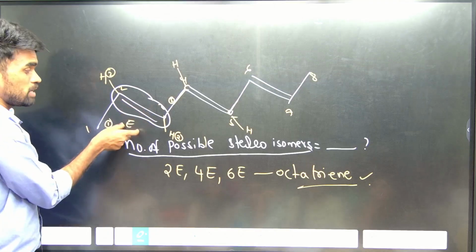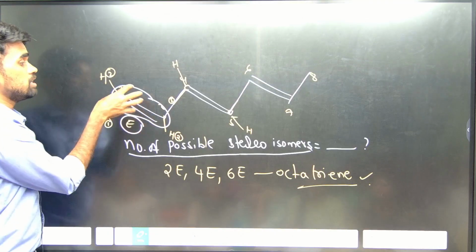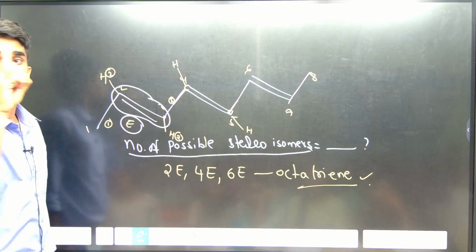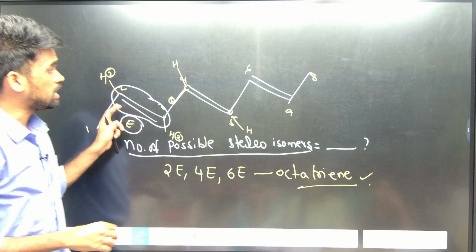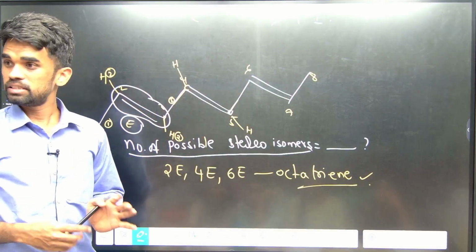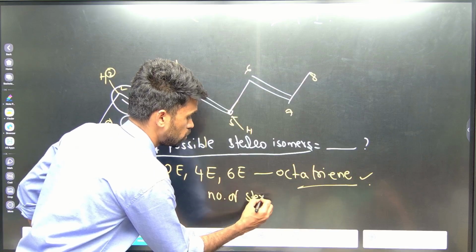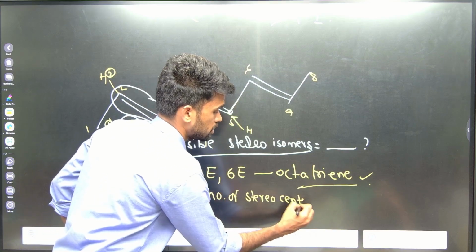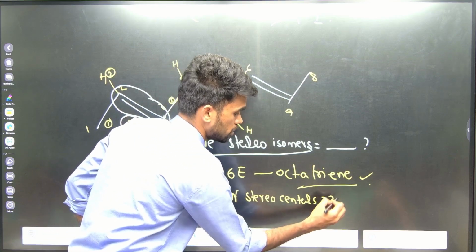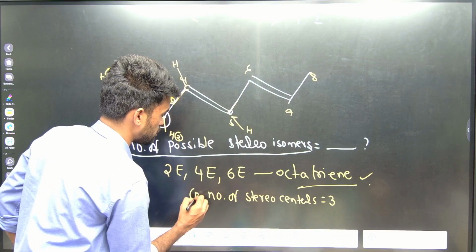Here you are giving the name E/Z isomerism, right? So this center is considered as one stereo center. Like that, how many stereo centers are there? 3. So number of stereo centers is equal to 3. Number of stereo centers I am indicating with the symbol n.